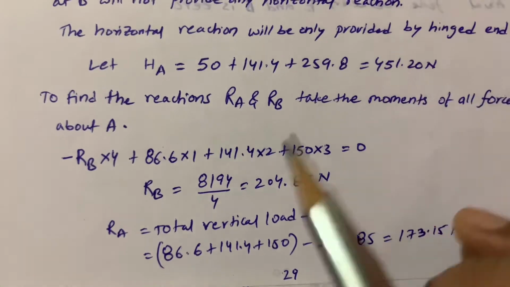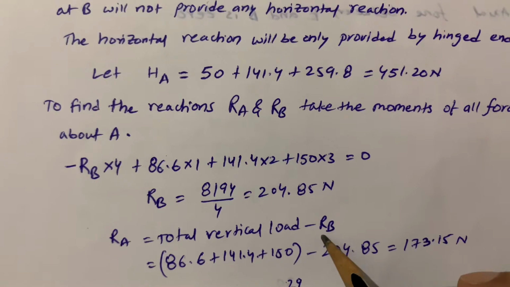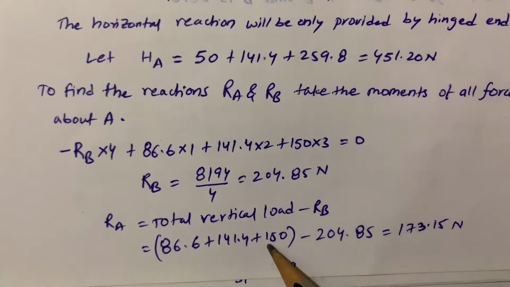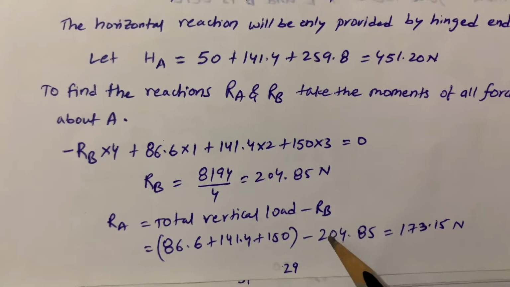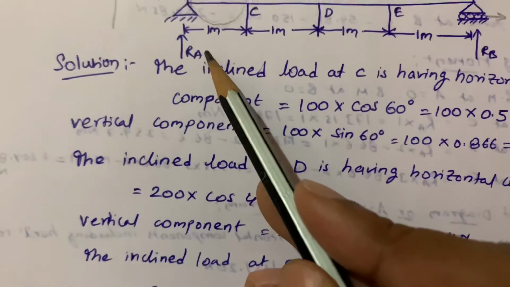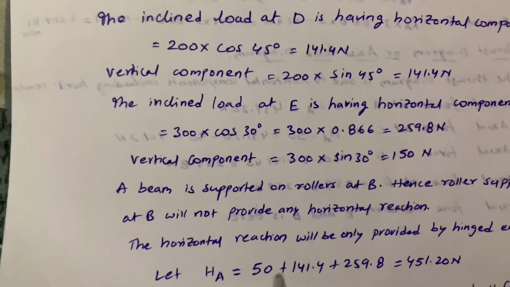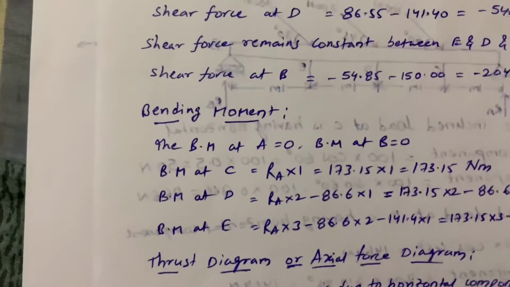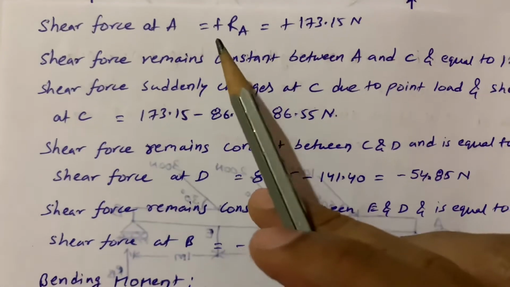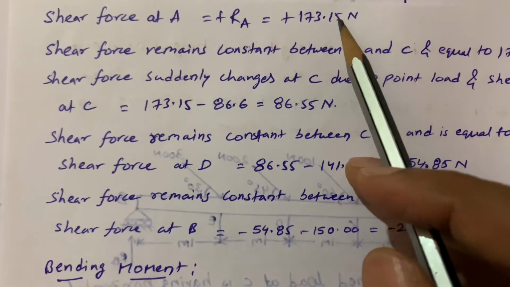And after that I substitute RA equals total vertical loads minus RB. We added all the vertical loads and subtracted the RB value, and I got RA. So we found both the unknowns, RA and RB. After that we have to calculate shear forces and bending moment. So the shear force calculation. Shear force at A is nothing but RA, 173.15 newtons.